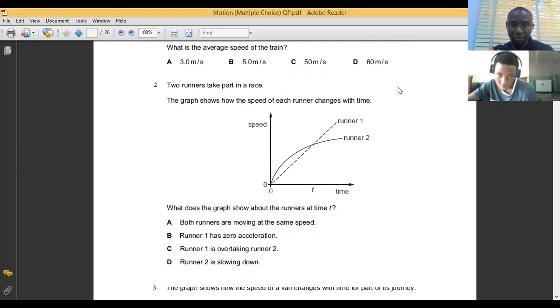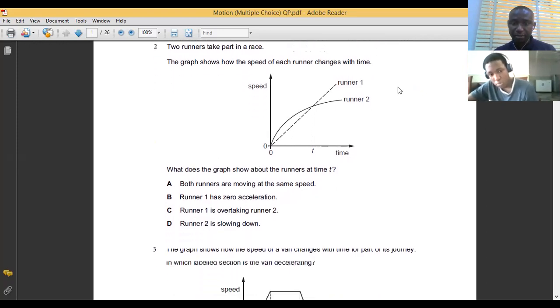Two runners take part in a race. The graph shows how the speed of each runner changes with time. What does the graph show about the runners at time t? A, both runners are moving at the same speed. B, runner 1 has zero acceleration. C or D? What's the answer?